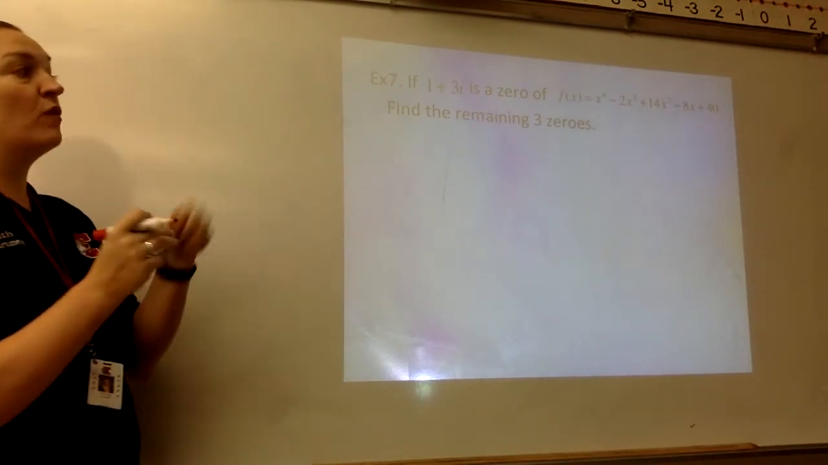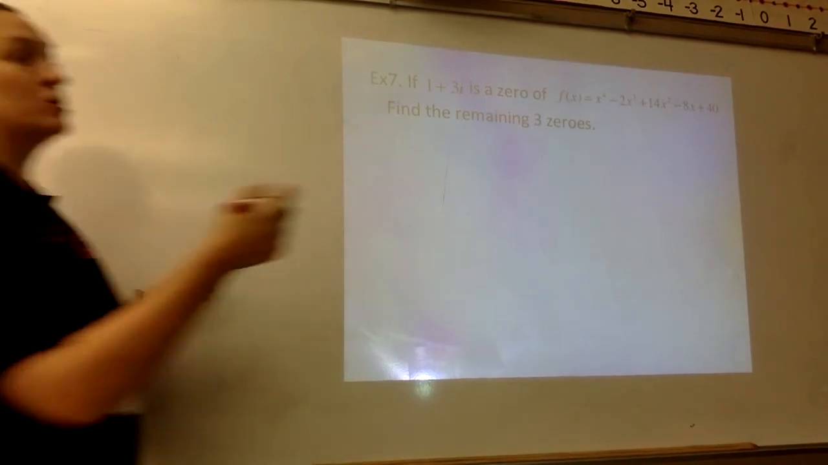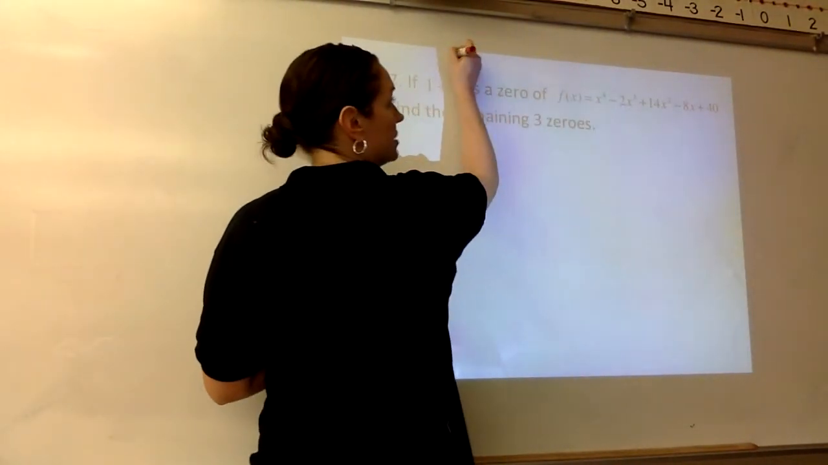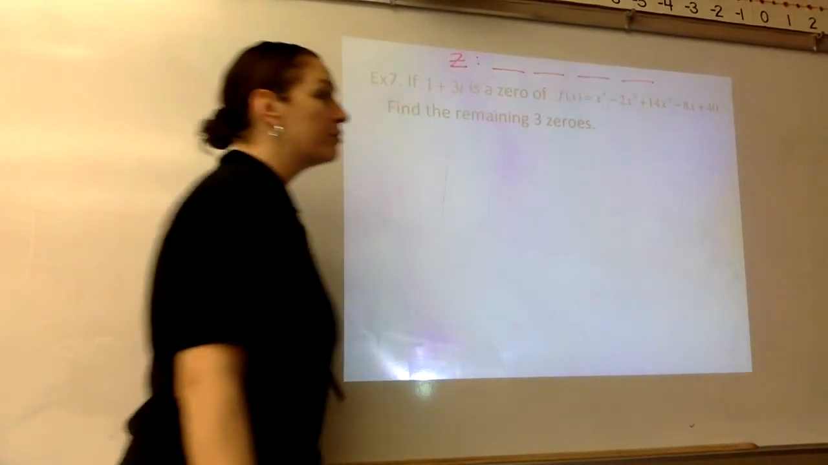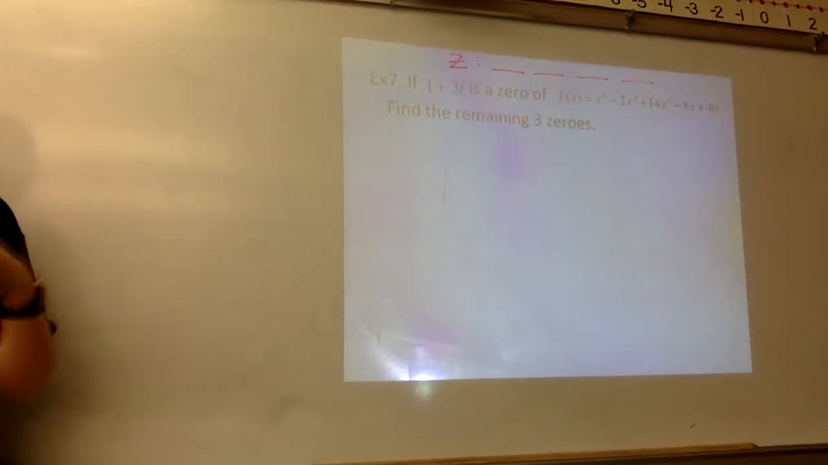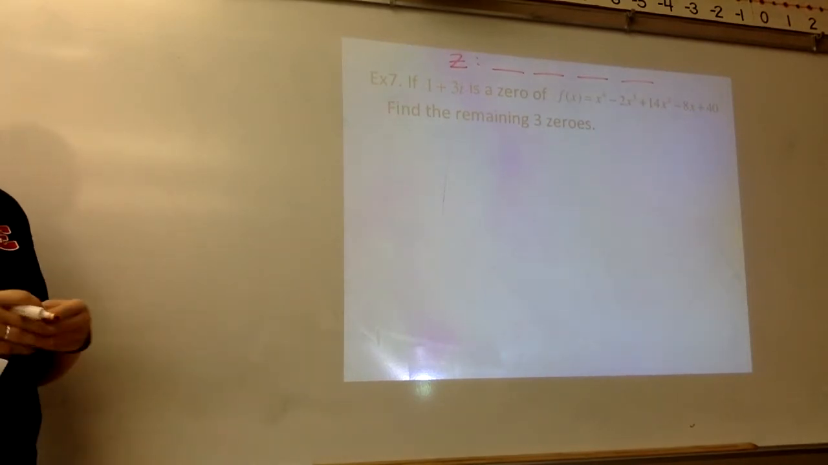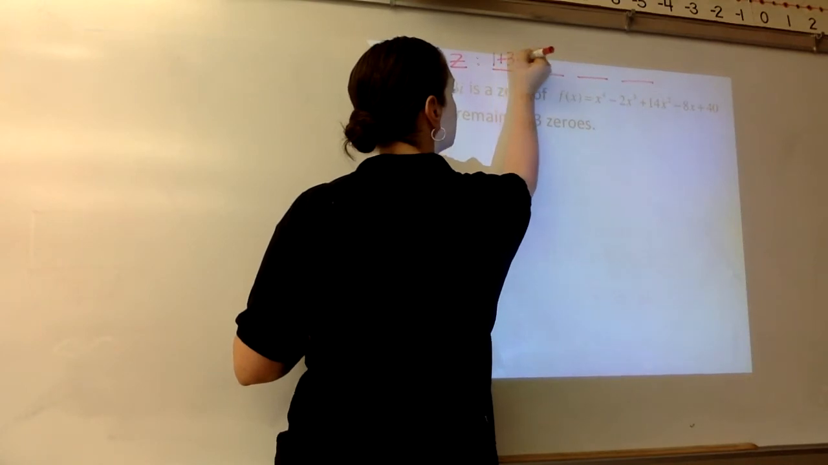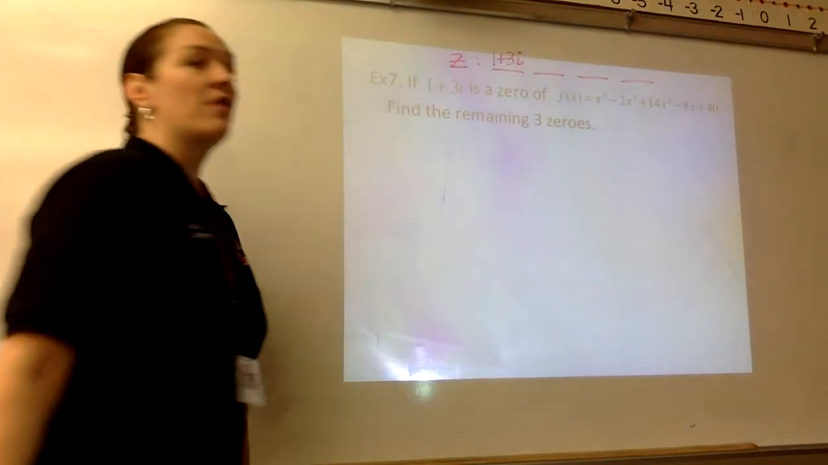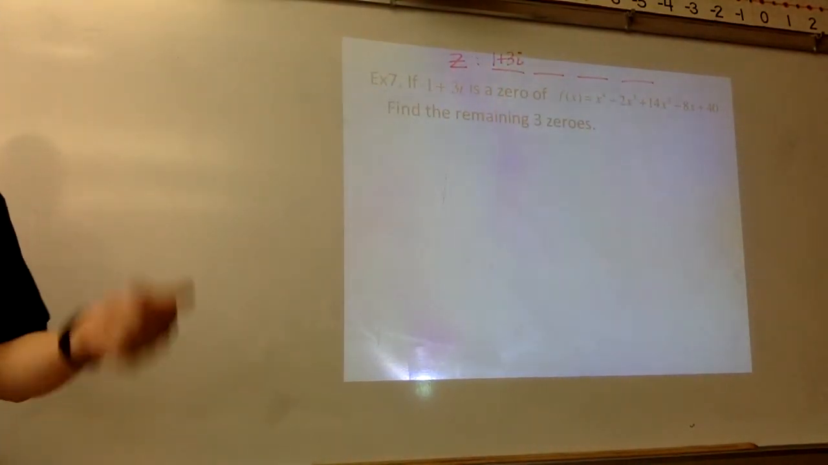Based on what we said before, we know that there should be 4 zeros, correct? In general? 1, 2, 3, 4. So as you read through the problems, start to put down on paper some of the basic facts that you already know. One of the facts we know is that 1 plus 3i is a 0. That indicates what else is also a 0 automatically.